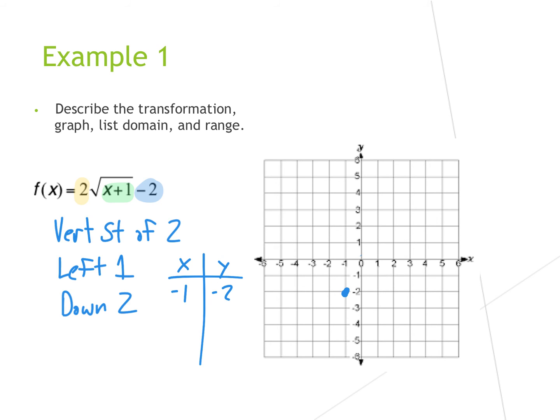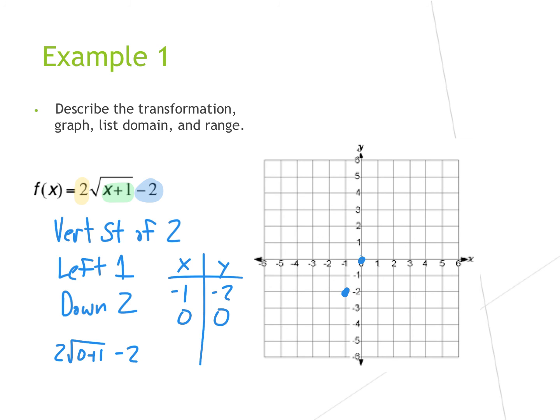If I plug in 0, I get, and now what I mean by that is I'm doing 2 times the square root of 0 plus 1, and then -2 on the outside. If I plug in a 0, that result will be 0. So that's my next point.